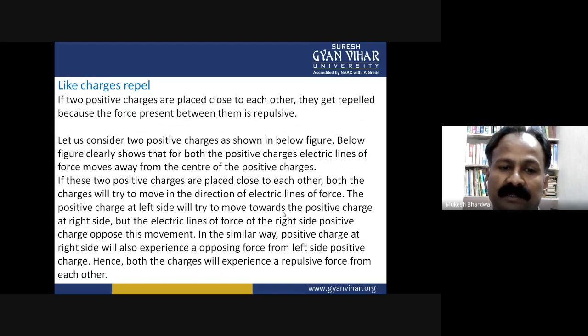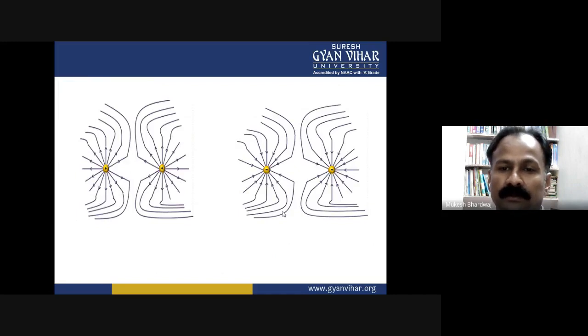The positive charge at left side will try to move towards the positive charge at the right side, but the electric line of force of the right side positive charge opposes this movement. In the similar way, the positive charge at right side will also experience opposing force from left side positive charge, and both the charges will experience a repulsive force from each other. This is the diagrammatic representation of the repulsive nature of the like charges. The electric field lines are diverted as they are closer to each other.